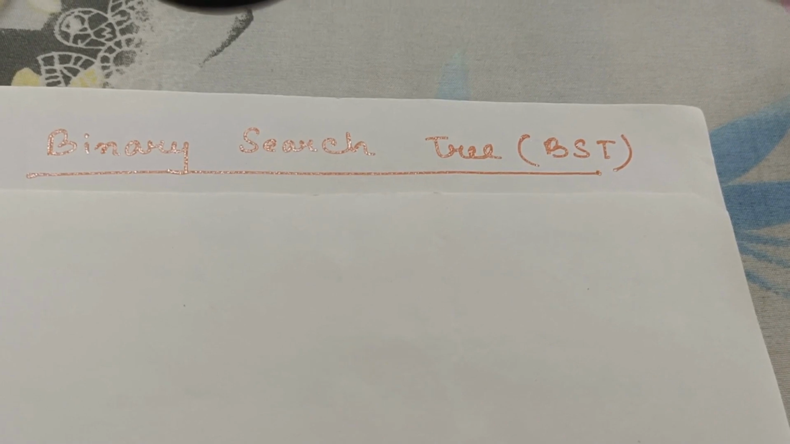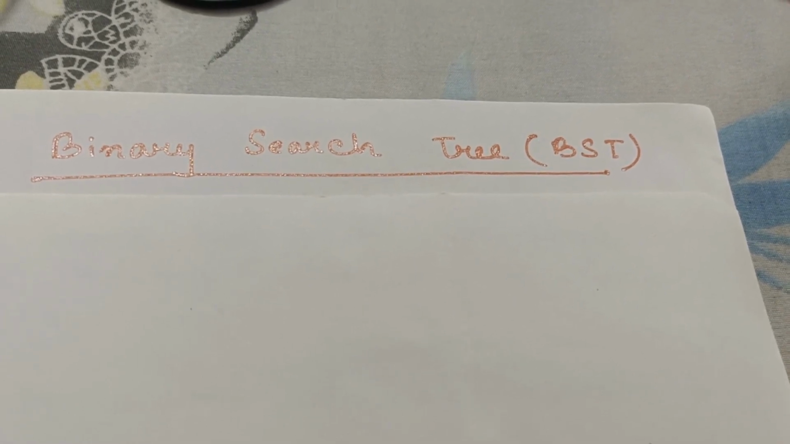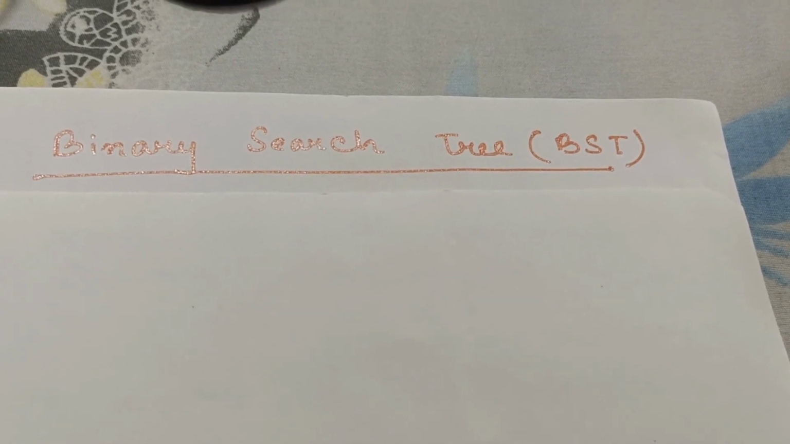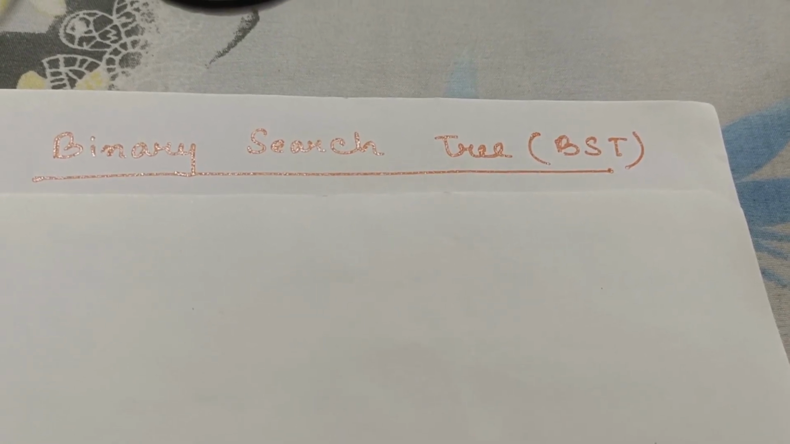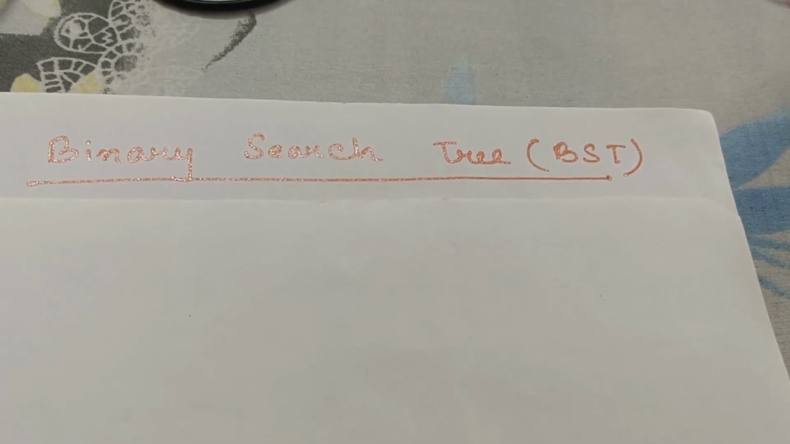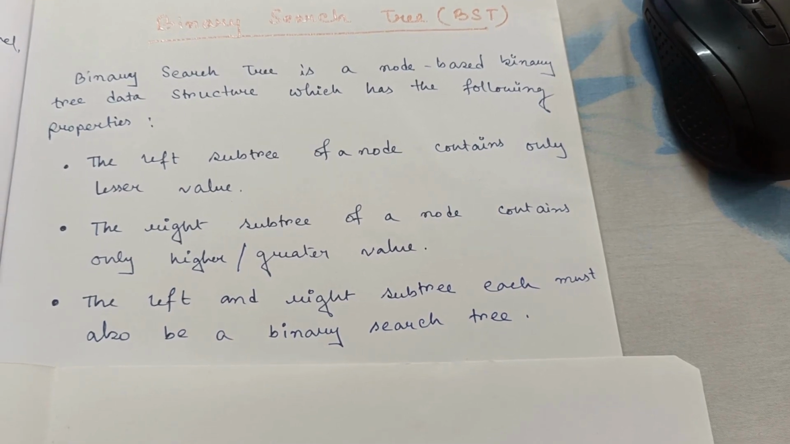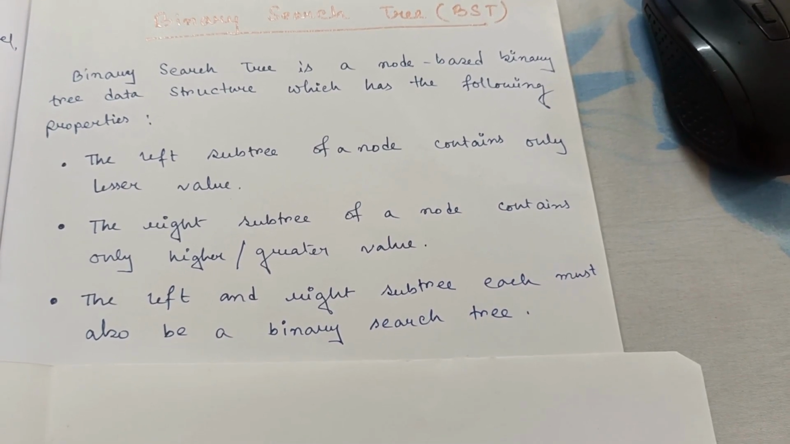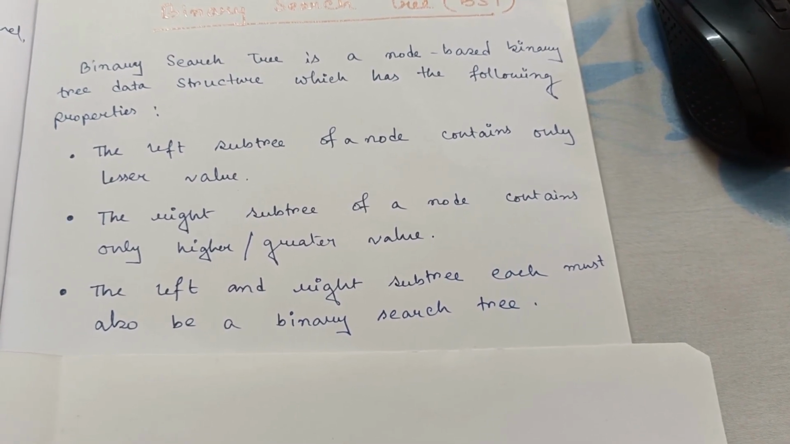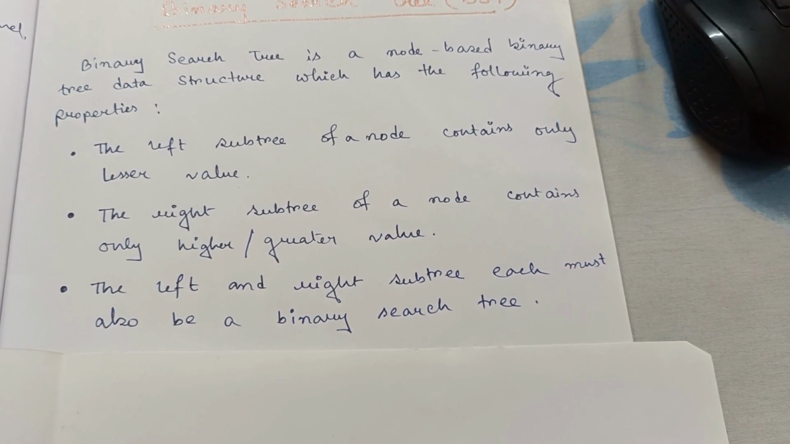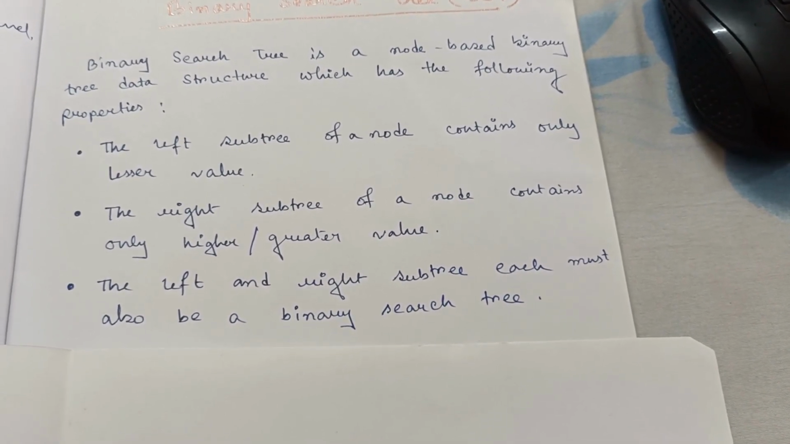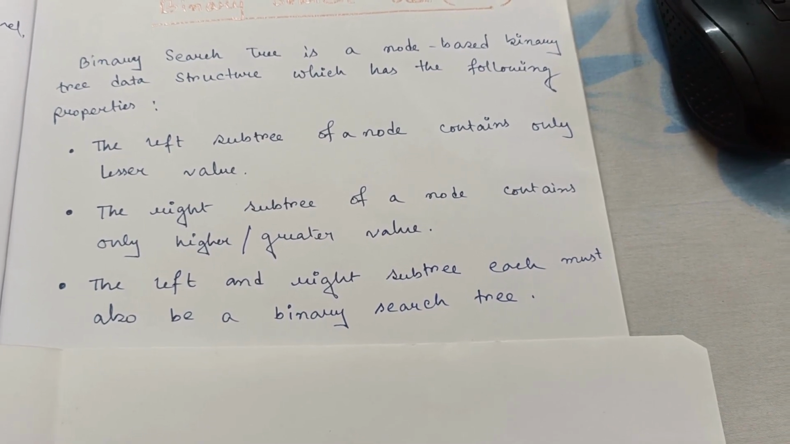Binary search tree. Basically, a binary search tree is a non-linear as well as a very important tree concept in data structure. Now, a binary search tree has the following properties: the left subtree of a node contains only lesser values, and the right subtree of a node contains higher values, and the last but not the least, the left and right subtree of each node must be a binary search tree.